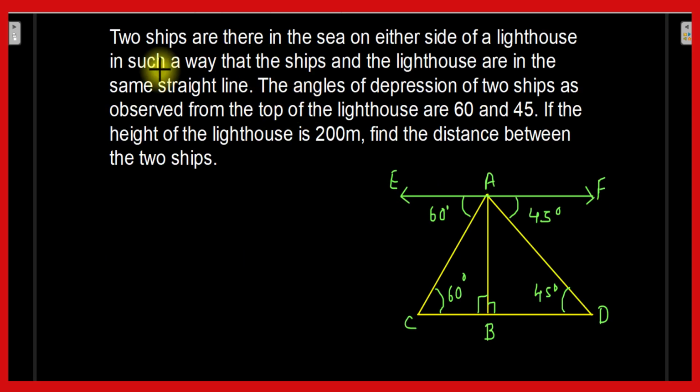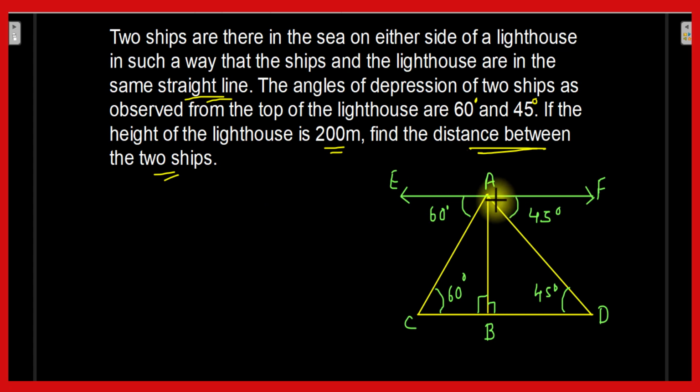Here is the second question. The two ships are there in the sea on either side of a lighthouse in such a way that the ships and the lighthouse are in the same straight line. The angles of depression of the two ships as observed from the top of the lighthouse are 60 degree and 45 degree. If the height of the lighthouse is 200 meter, find the distance between the two ships.